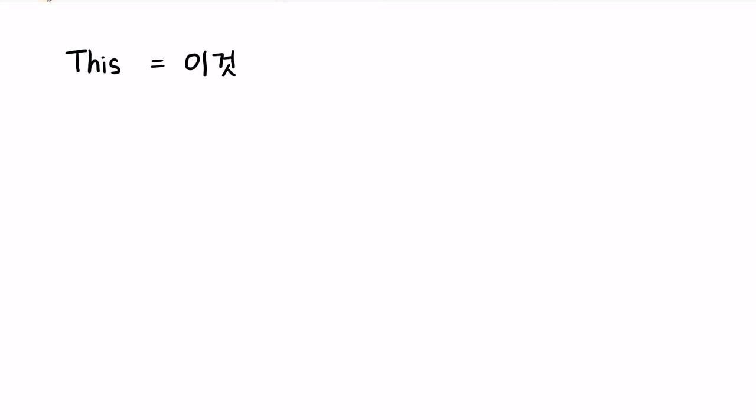So how do we say this? This in Korean is 이. I know some of you learned only 이. However, it's 이것. We do need to add this bottom consonant, S, at the bottom. Yes, and then I pronounce it with no S. It's actually a sound kind of similar to T, but it's not really a T sound.